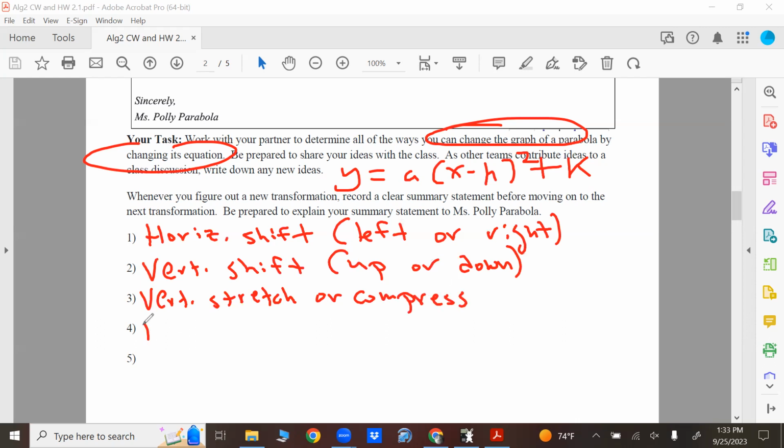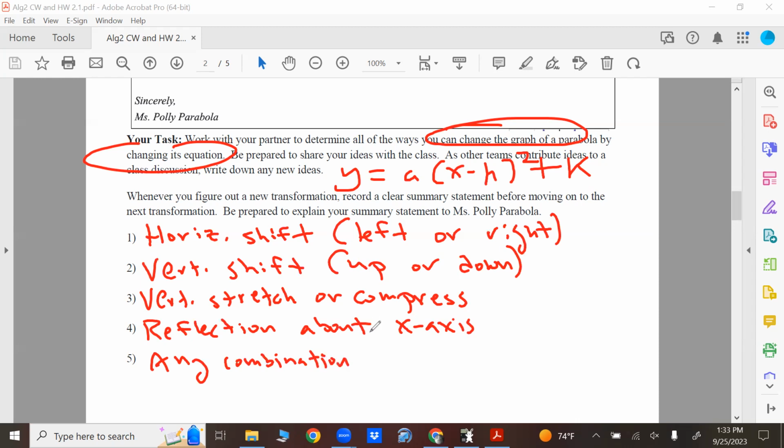We're also going to talk about reflection about the x-axis. This is true for any kind of function, not just y equals x squared. For 5, any combination of numbers 1 through 4. So you got to be comfortable with that too.